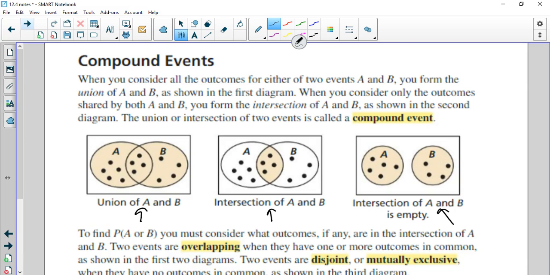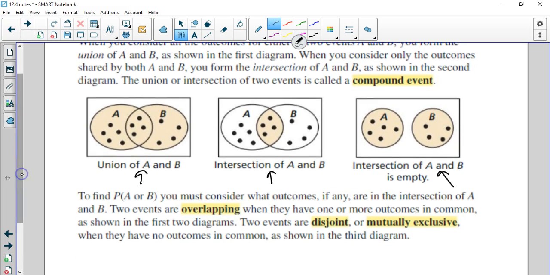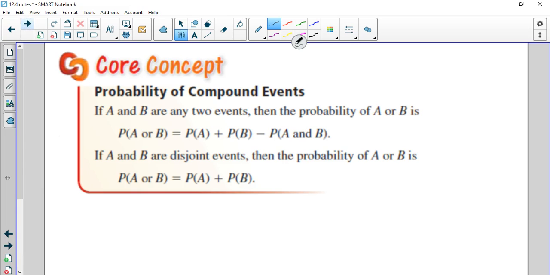There is no intersection. Okay, so to find the probability of A or B, you must consider what outcomes, if any, are in the intersection of A and B. Two events are overlapping when they have one or more outcomes in common. That's the intersection part. The two events are disjoint or mutually exclusive when they have no outcomes in common. So this one here is disjoint or mutually exclusive. They have nothing in common.